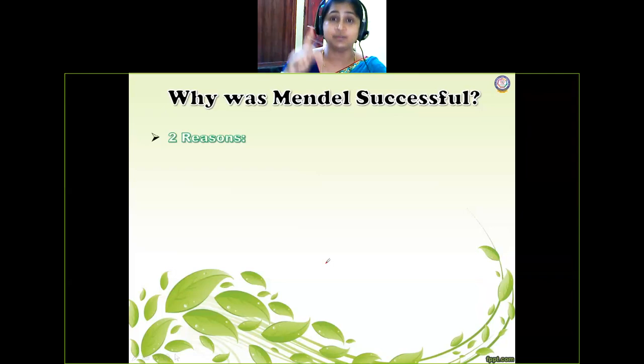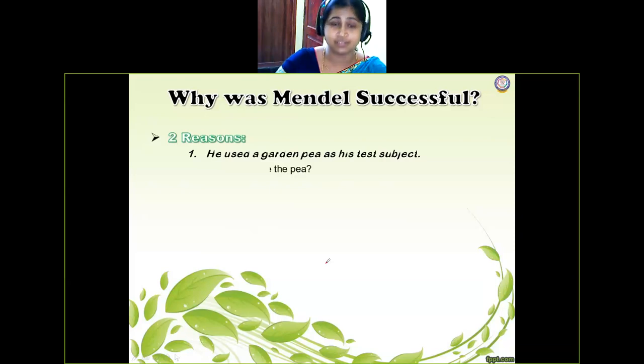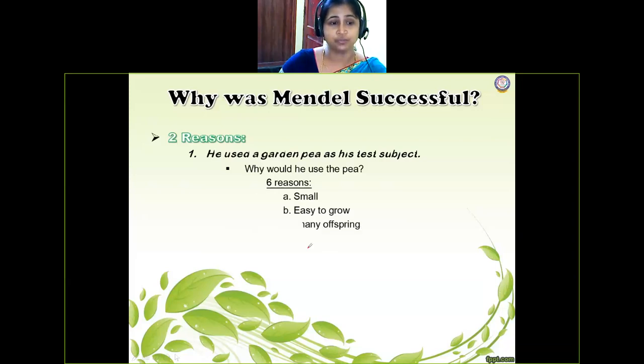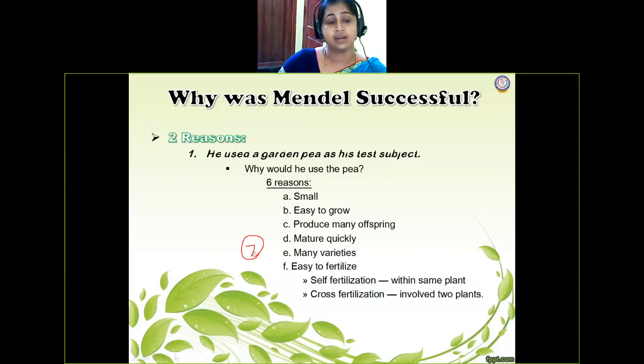Number 1, the experimental species he selected. It is nothing but Pisum sativum. There are so many plants, why select only Pisum sativum? There is also some reason. It is the size of the plant. You can see one after the other. Small, easy to grow, and it can produce many offspring in a shorter period of time. It can mature quickly. There are many varieties, as I said, 7 contrasting characters we are going to see. Then it is easy to fertilize. 2 fertilizations we can do, both cross fertilization as well as self fertilization.